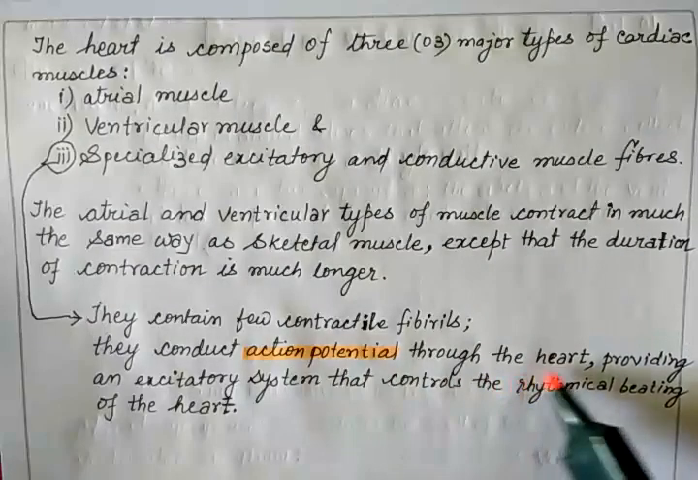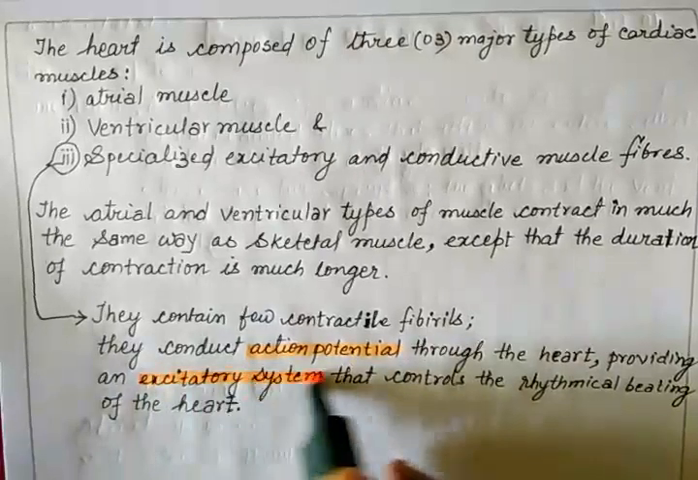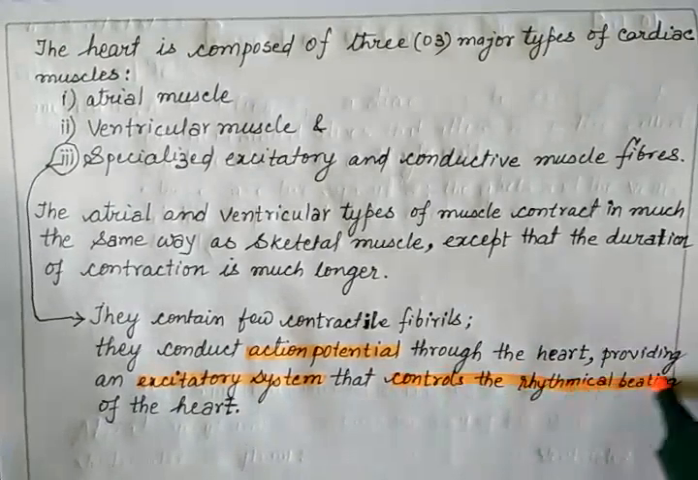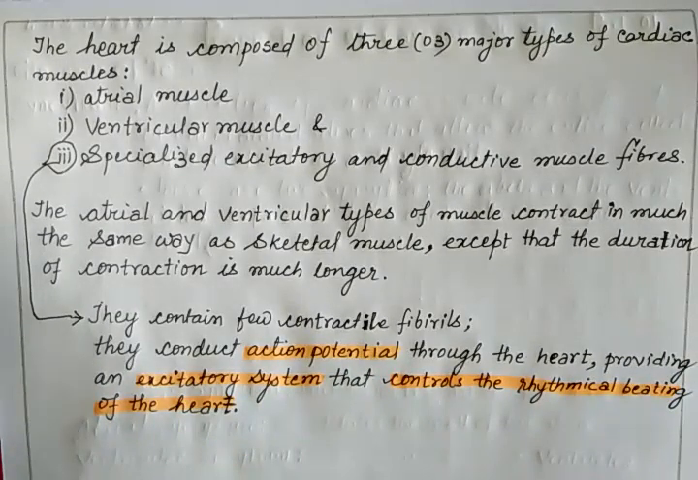Action potential through the heart provides an excitatory system, meaning the heart will be excited and it will contract and relax. It controls the rhythmical beating of the heart, that I have called contraction and relaxation. So action potential is generated by this sino-auricular node, that we have seen as a star-like structure in the right auricle.